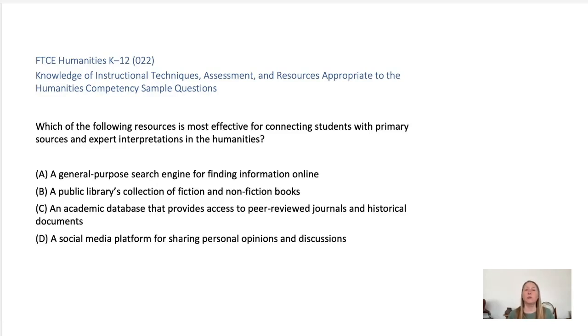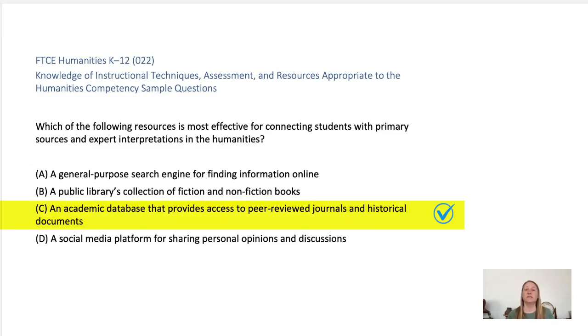A, a general-purpose search engine is incorrect. It gives a lot of information, but it's hard to know what's reliable or scholarly. B, a public library's collection is incorrect. Helpful for general reading, but not focused on the academic or primary sources needed for deep analysis. D, a social media platform is incorrect. Good for opinions and trends, but not for scholarly or historical accuracy.